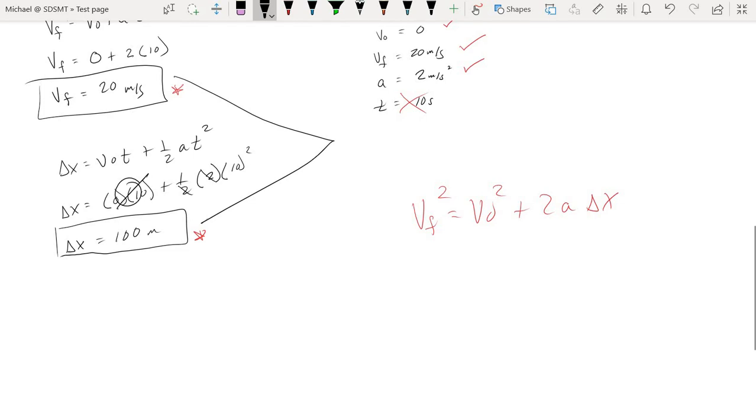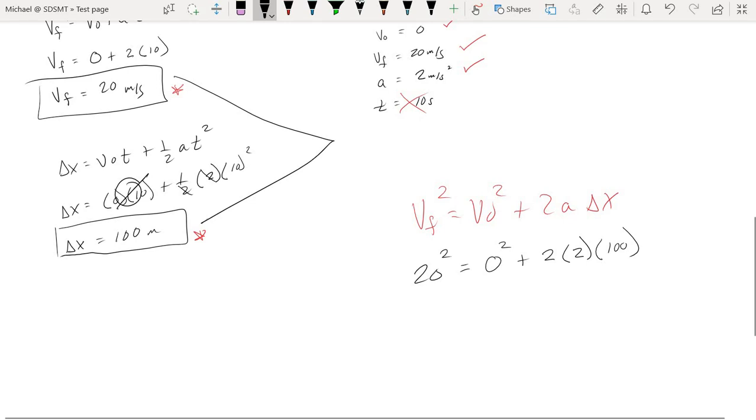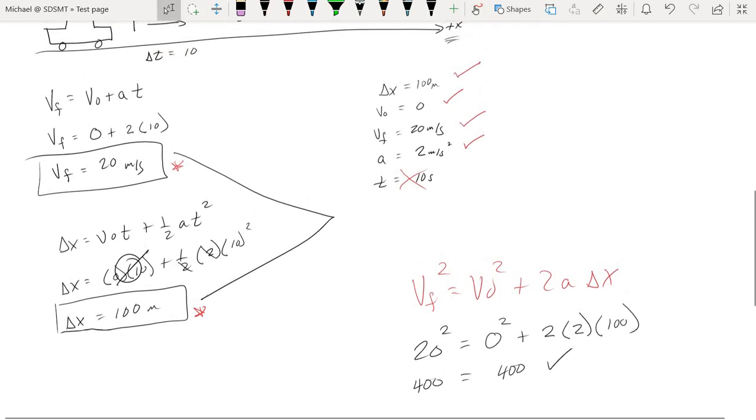So here we go. Moment of truth. Final velocity squared is 20 squared equals initial velocity squared, 0 squared, plus 2 times acceleration times displacement. On the left, 20 squared is 400. On the right, we get 0 plus 2 times 100, which is 400. Yep, that's a true statement. And so I am satisfied that we have the correct answers for both of those.